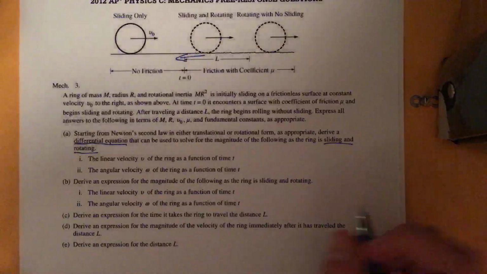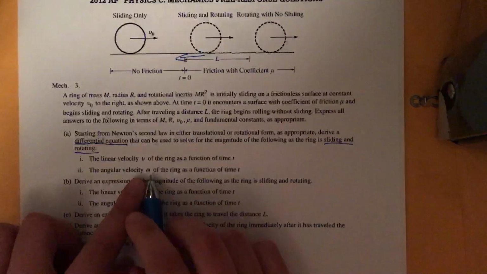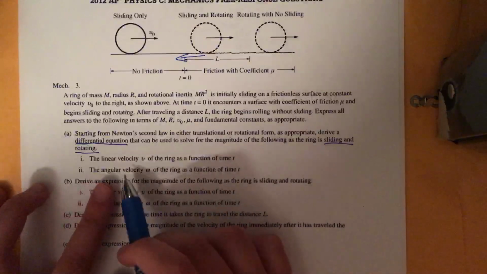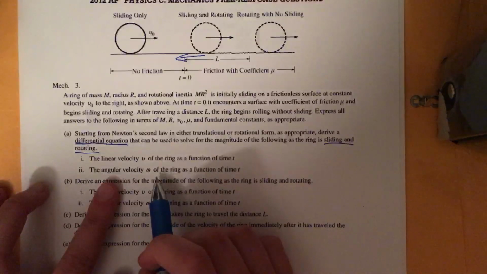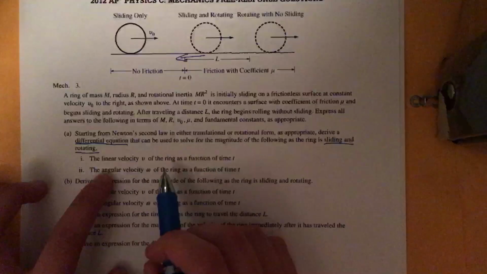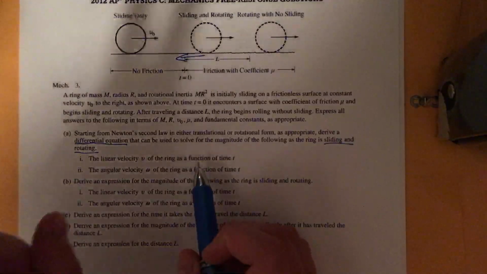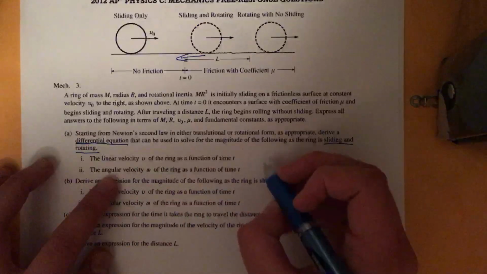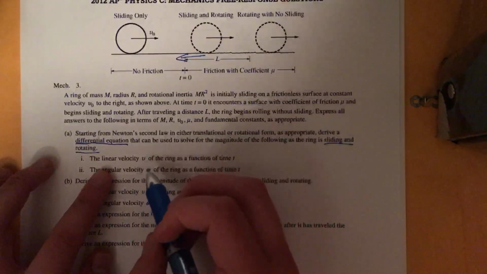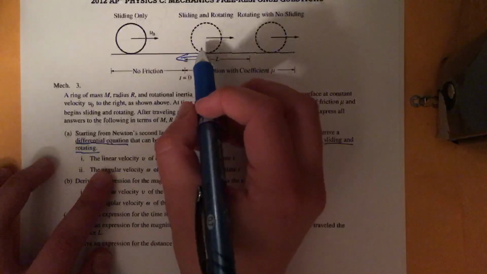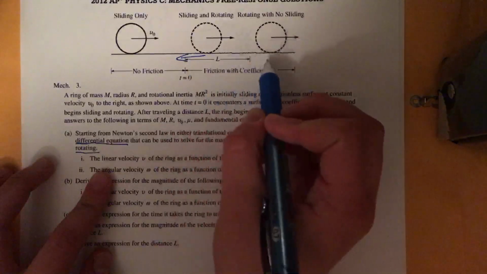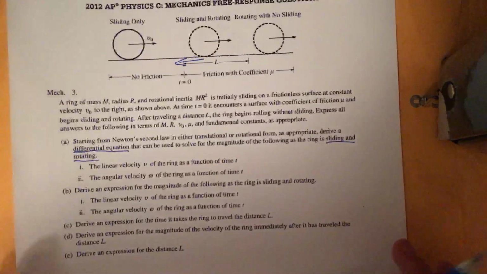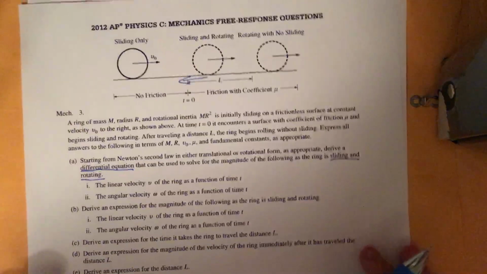Okay, next they want us to solve for the angular velocity omega of the ring as a function of time t. Angular velocity is just like linear velocity, but it is different because angular velocity is the rate of change of theta over time. Linear velocity is the rate of change of straight linear x or L distance over time. So here we go. Angular velocity omega as a function of time t.